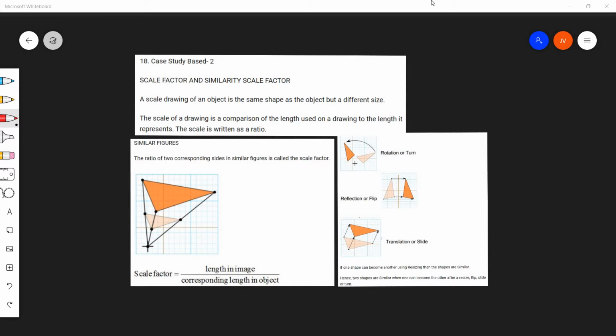So it states a case study based on question number 18 of the standard mathematics sample paper that is released this year. So this belongs to the standard question paper. It writes scale factor and similarity. So about scale factor, a passage is written below. A scale drawing of an object is the same shape as the object but of a different size.